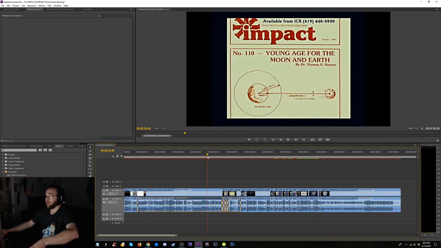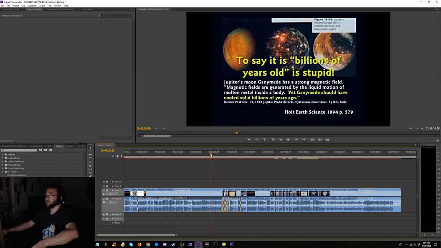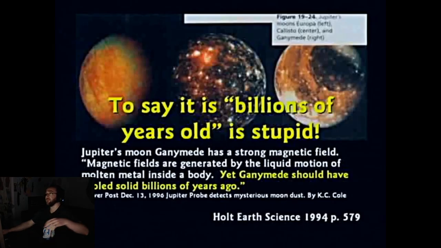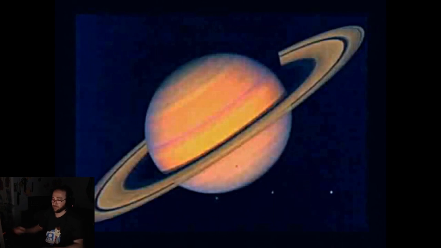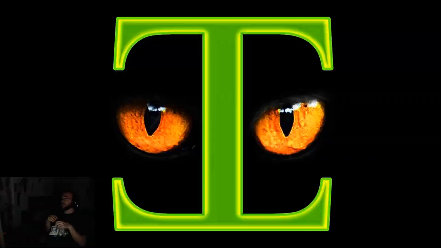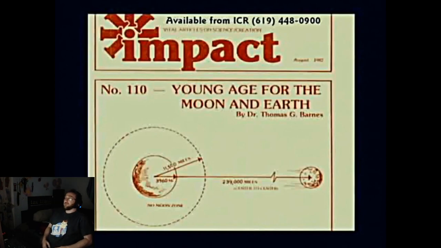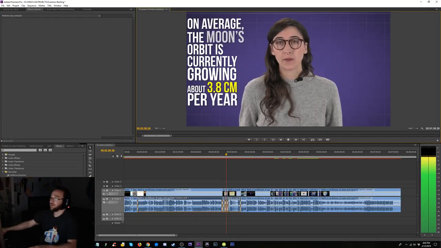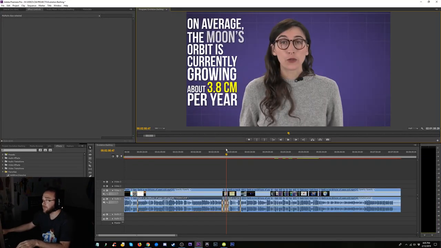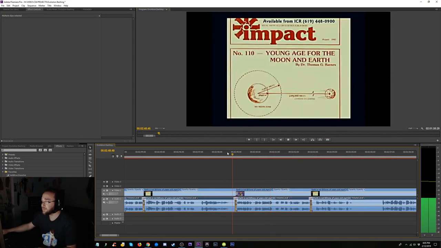All right, so let's check out this whole segment here. Saturn has rings around it, but the rings are constantly expanding. They're moving away from the planet. To say they're billions of years old is stupid. They can't be billions of years old. They would have been dissipated by now. Every year, the moon's orbit gets a little bigger, and our favorite satellite moves just a little farther away. The moon is going farther away from the Earth every year. We're slowly losing the moon. The moon's orbit is currently growing about... A little audio defect there.